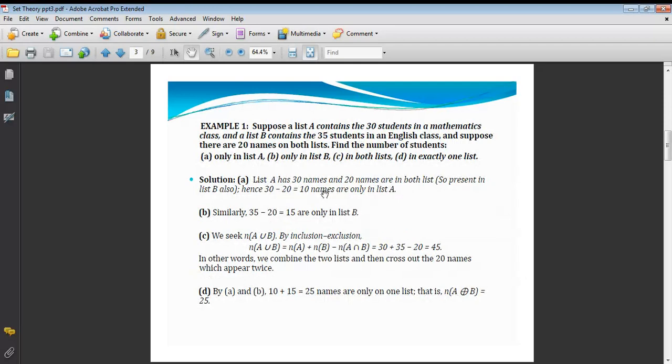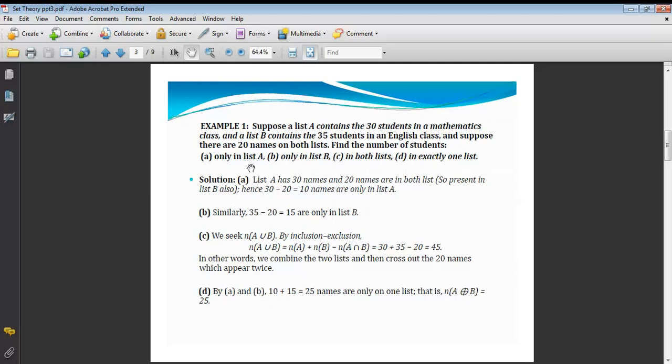Now we are taking examples of this principle. First example: suppose a list capital A contains 30 students in mathematics and a list B contains 35 students in an English class. And suppose there are 20 names which are included in both lists. Find the number of students that are only in list A, only in list B, in both the lists, and in exactly one list. So you have to find these four parts.